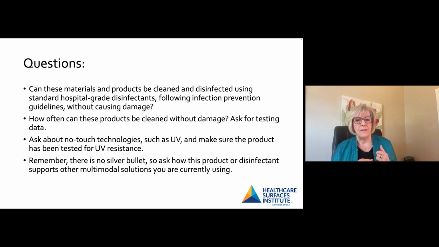Here's a list of questions. Can these materials and products be cleaned and disinfected using standard hospital-grade disinfectants and following infection prevention guidelines without causing damage? We have found conflicts in those two things. How often can these products be cleaned? A hospital bed mattress, depending upon the patient need, could be cleaned up to 14 times a day. Will that product withstand that? Ask about no-touch technologies. So, does that hospital also use UV disinfection as well as the manual cleaning? You've got multimodal solutions that are being used. You want to make sure that they're compatible because there is no silver bullet.